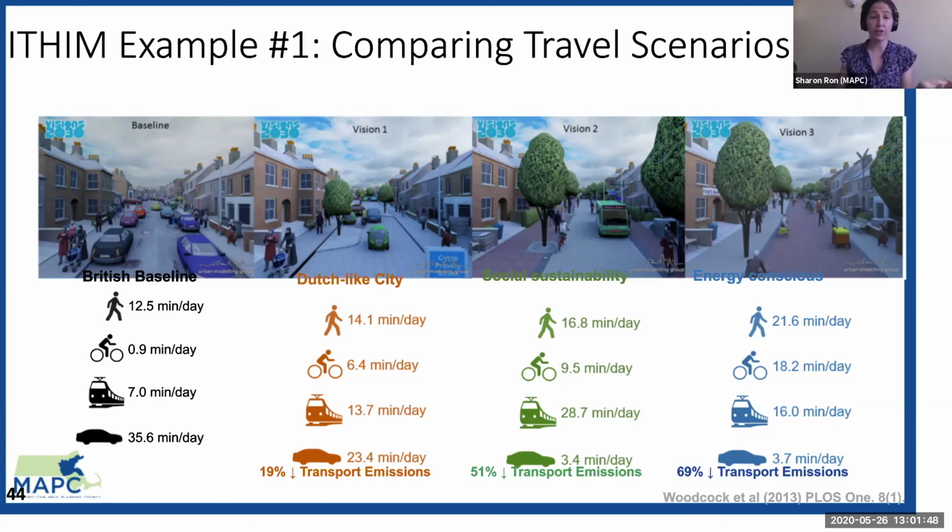If you're interested in looking at what that might look like, feel free to flip to, I believe, slides 44 to 47, which is an example of a city using ITHIM to test scenario planning. Okay, and that was just my final note.